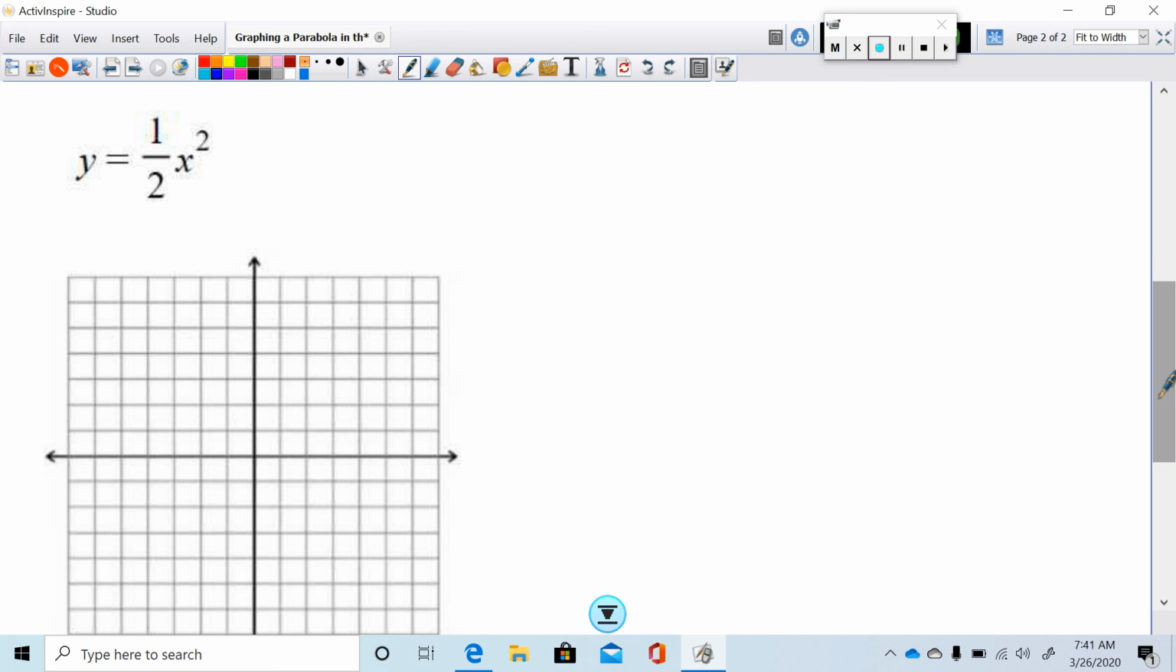When there is a fraction, my vertex is still, the x value is 0 because there are no parentheses, and there's not a constant, a number without a letter stuck to it, so that's also 0. So all of these are 0, 0 because it's in the form y equals ax squared. Okay, so my vertex is 0, 0. The vertex is the turning point.